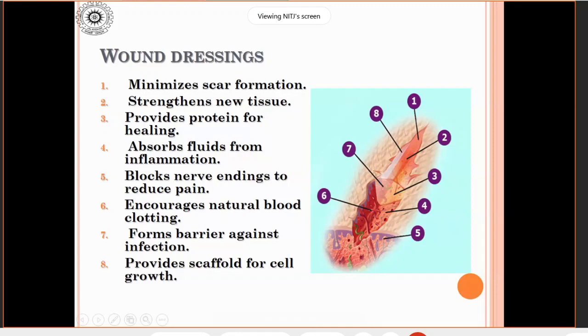It provides protein healing, absorbs fluid from inflammation. It blocks nerve endings to reduce pain. Encourages natural blood clotting. Forms a barrier against infection, and provides a scaffold for cell growth. So such materials are of great importance in biomedicals. They act as scaffolds. In case of injury, they are of great importance.